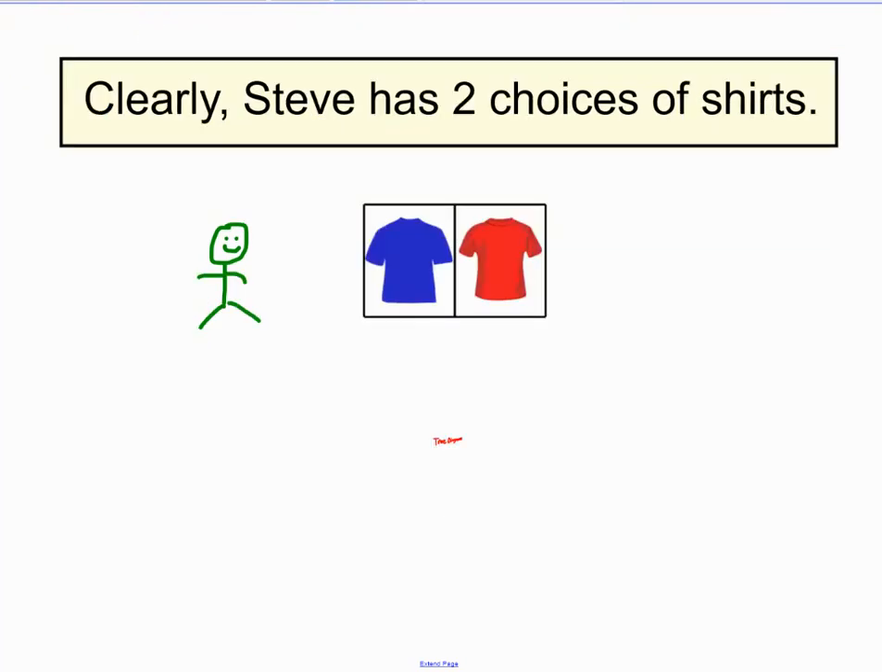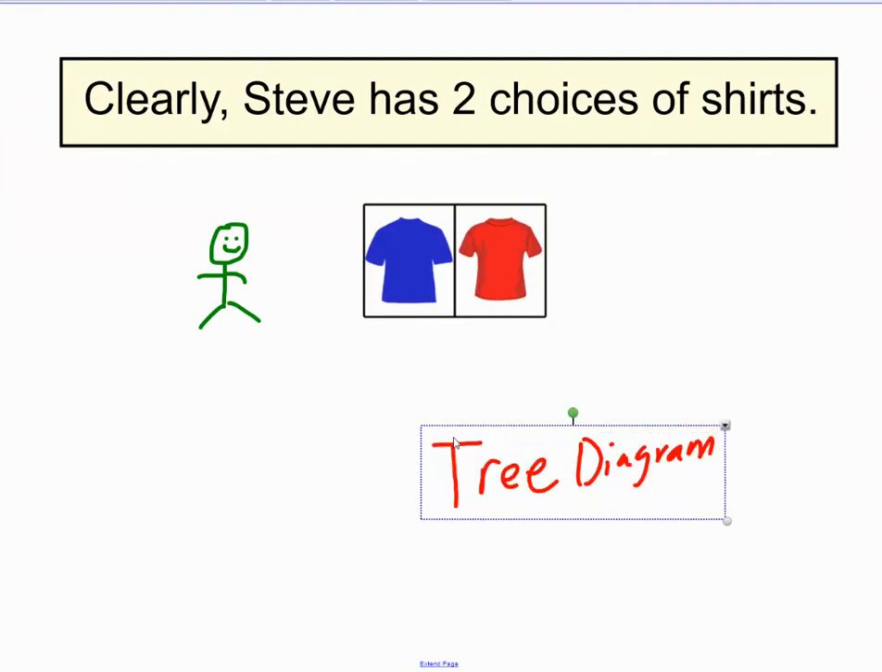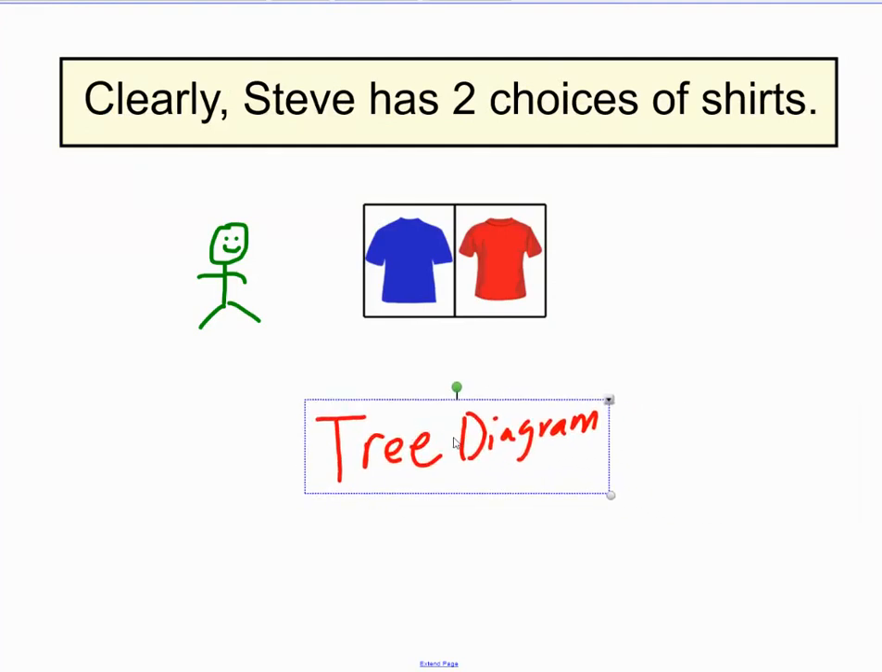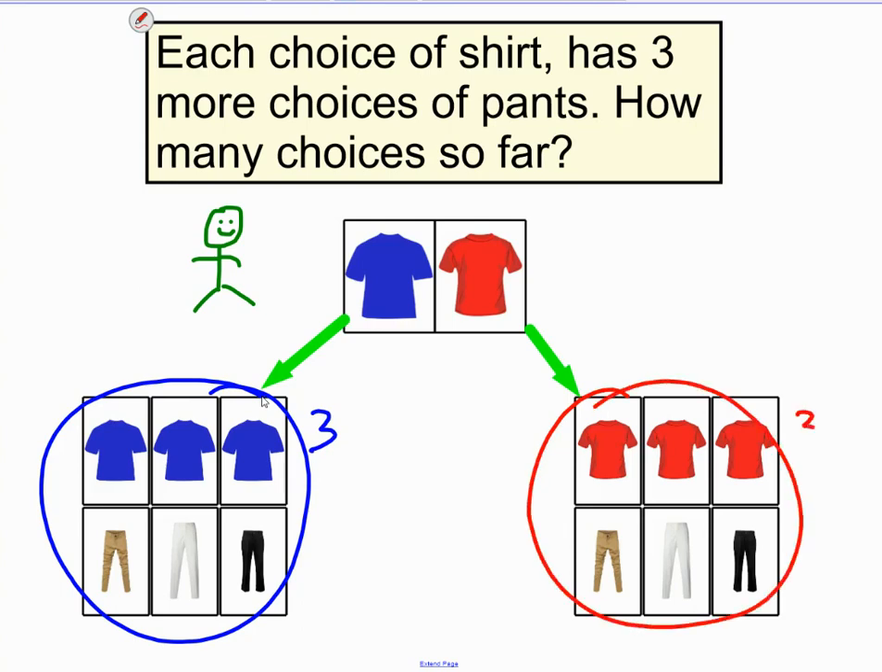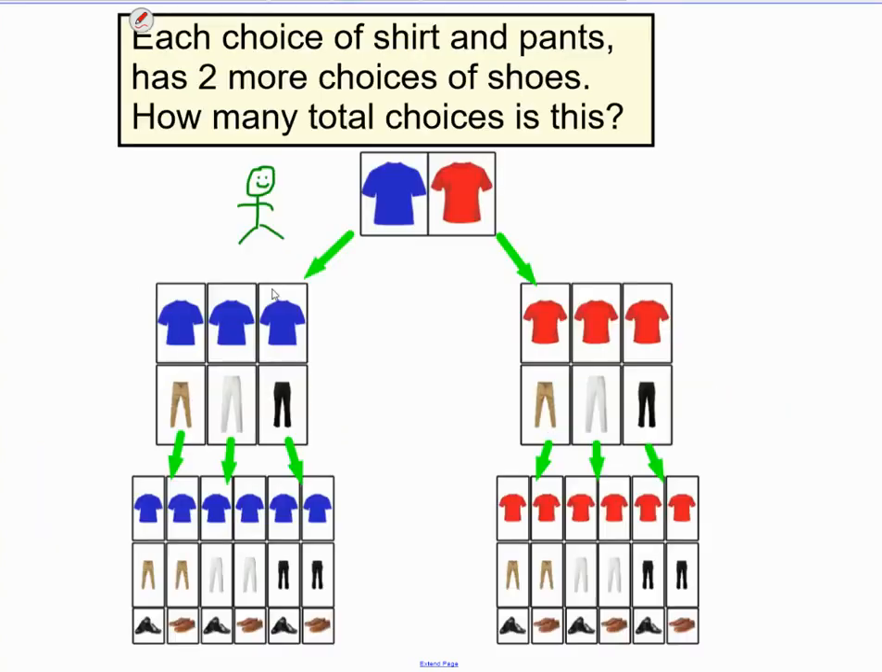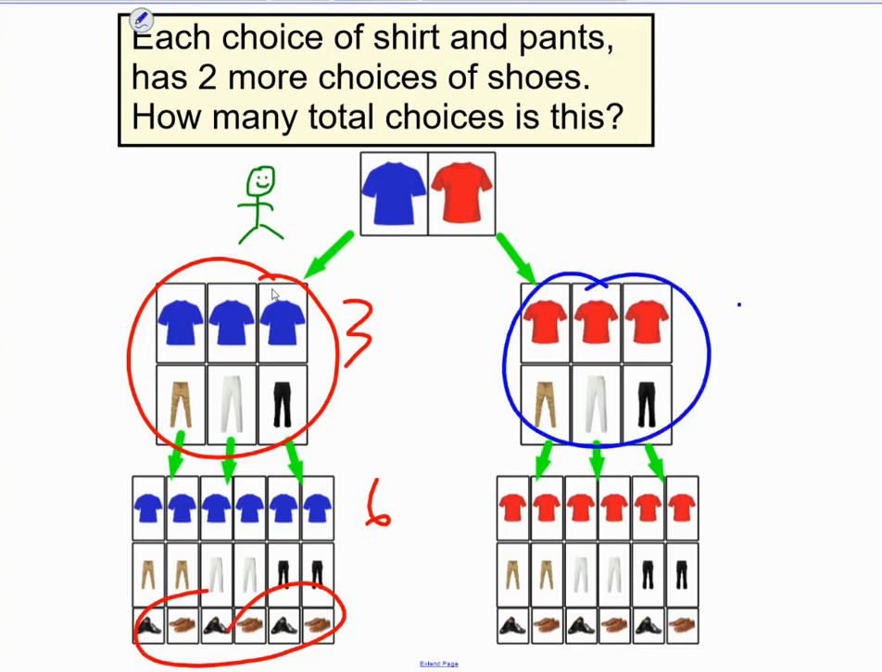We are going to build something called a tree diagram, and let's start with his 2 shirts and then add his pants. For the blue shirt over here, we would have 3 outfits, and for the red shirt over here, we would have 3 more outfits. That's 6 so far. But wait, we have to add the shoes. These 3 outfits would become 6 when you add the shoes. And these 3 outfits would become 6 when you add the shoes. That's a total of 12 outfits. The answer to number 1 is 12.